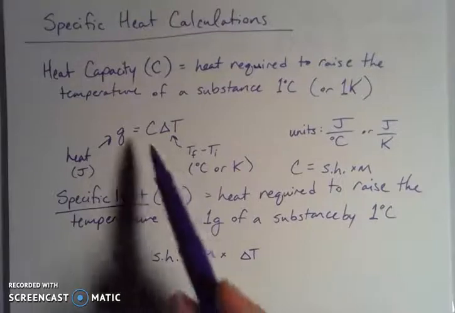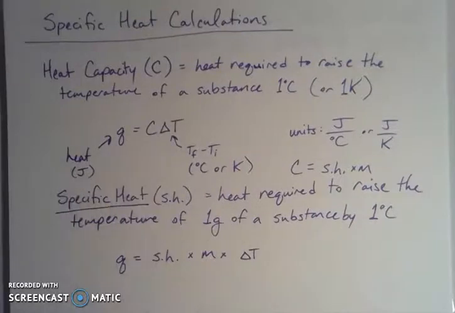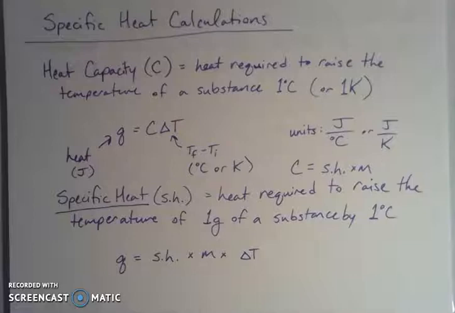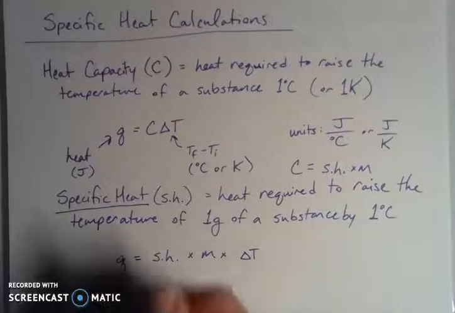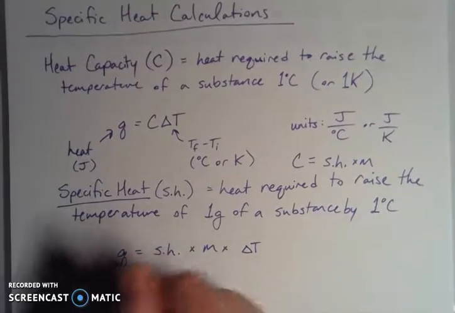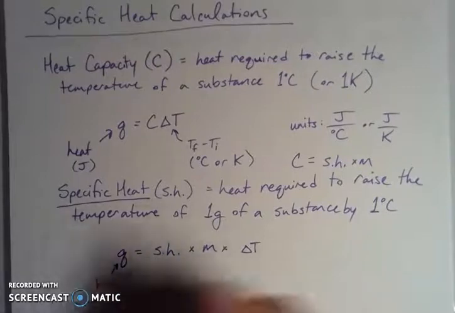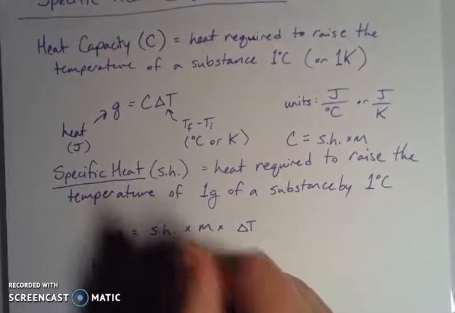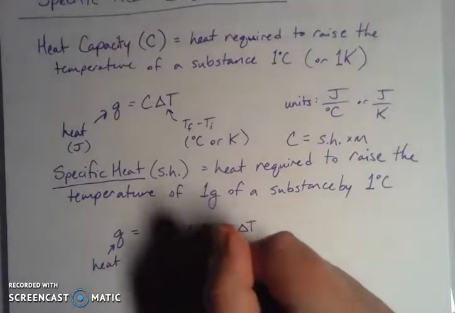I've had students in the past like this equation because it looks like cat, which I think is adorable. It's a good way to remember it. And then if you can remember that the heat capacity is the specific heat times the mass, then that'll get you here. So specific heat is the heat or the energy. Again, we're in joules there. This is our specific heat. This is our mass.